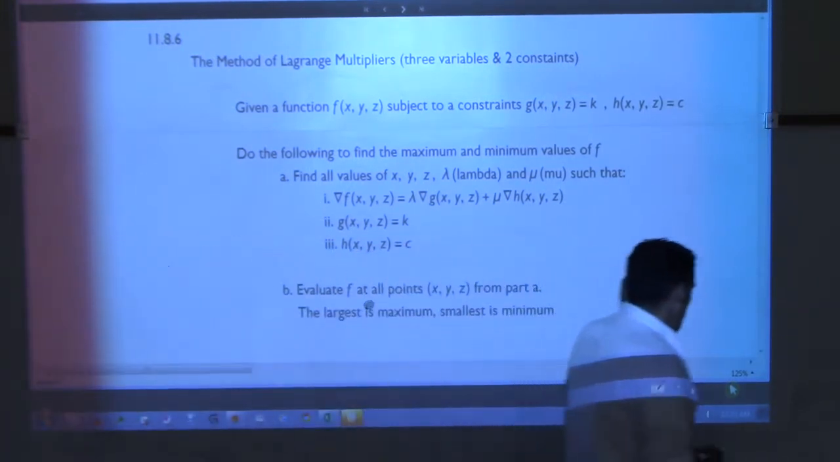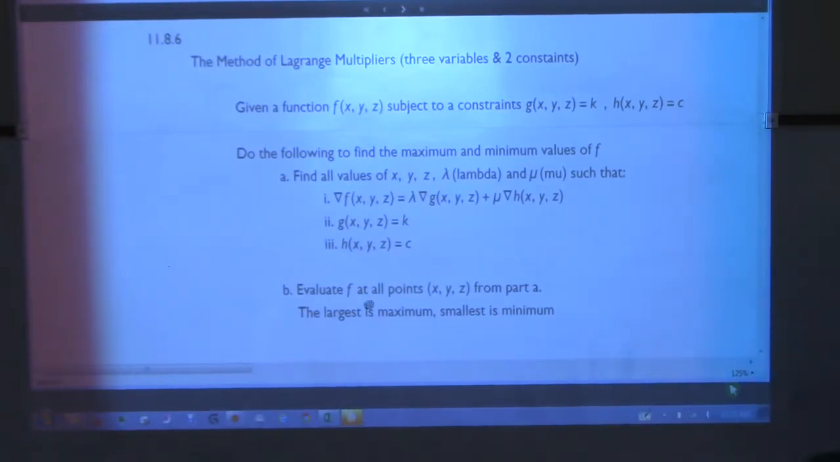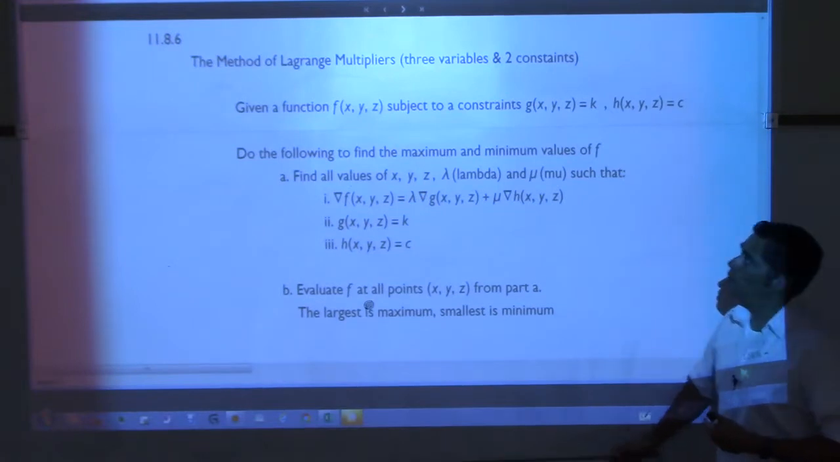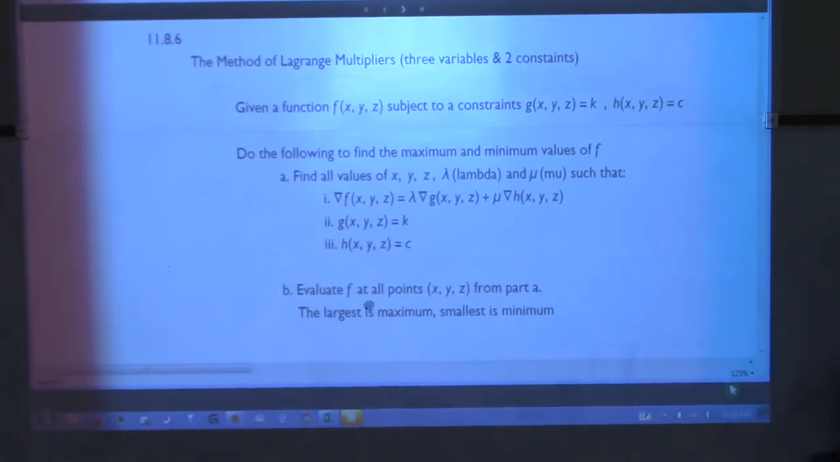All right, now, it turns out that you can use Lagrange multipliers when you have 3 variables and 2 constraints. You can have 2 things that confine the values of x, y, and z.